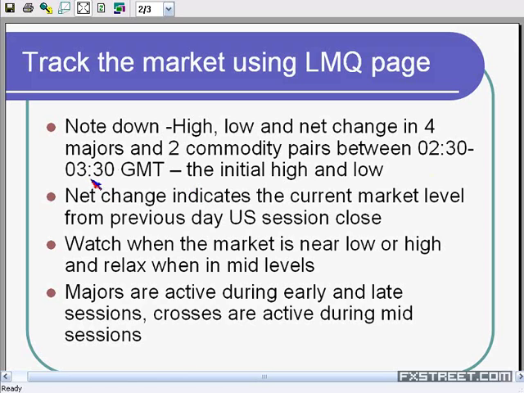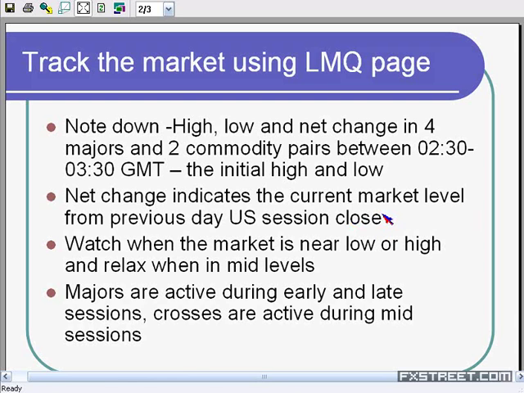Then we note down the initial low and high and the net change in 4 majors and 2 commodity pairs. Around 3:30 GMT, they are referred to as the initial lows and highs. You also come across the net change in the live market quote page, and that is the current market condition, whether it is on the downside or the upside from the previous day's US session close.